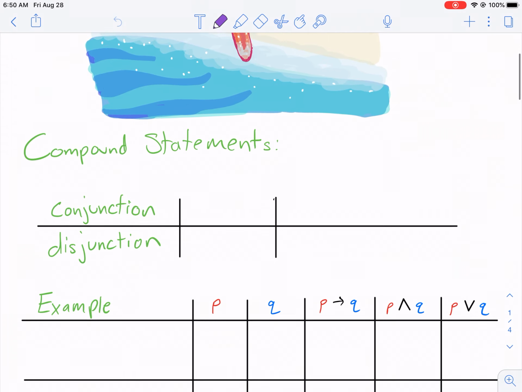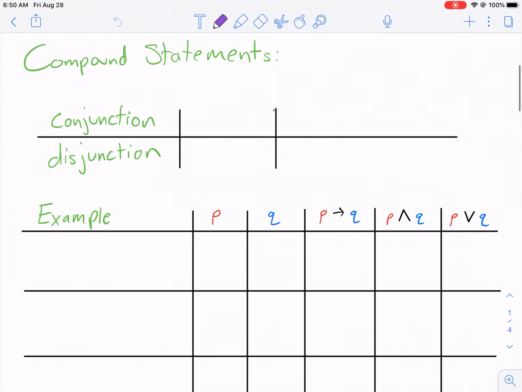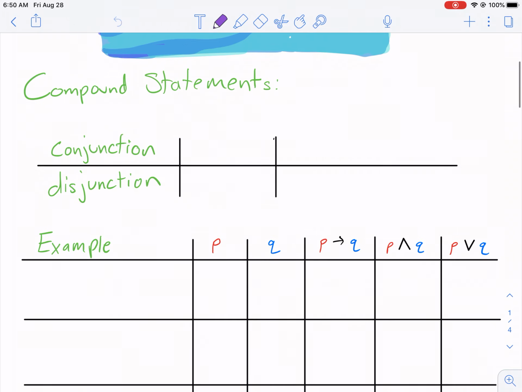Let's go ahead and get started. Compound statement. What is this? If you think about compound words, you're thinking about bookworm. I can't think of any other ones at the moment, but there's lots of compound words. Compound means two or more. So a compound statement combines two or more statements. Two or more statements combined together.